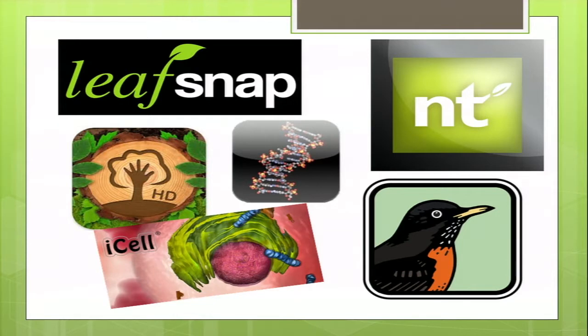So we have the Leaf Snap app, which you take a photograph of the leaf and it identifies the plant for you. We have a free Peterson bird guide, which has the common birds of Pennsylvania. Nature Tap, which has other insects and other trees. And then we have other things we've used on there like iCell and molecular modeling. But all of these things are available on the iPad at no charge.